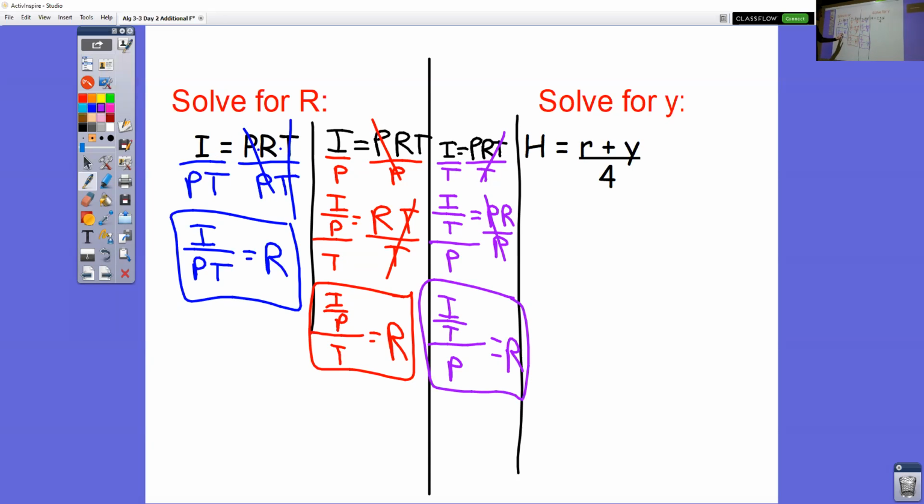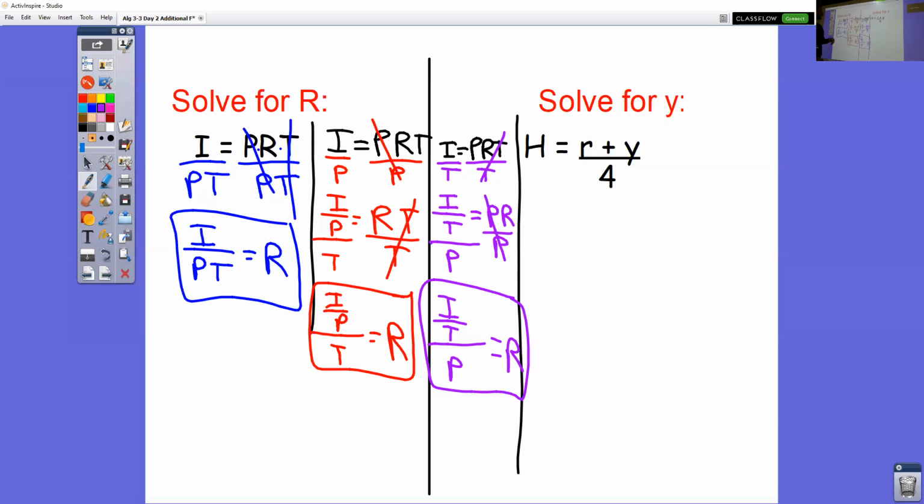All three of these circled answers are technically correct. All right. Which is the easiest way? Definitely this first way. When you have three things that you're multiplying together, divide by everything except for the letter that you're solving for. Right? We're solving for the R, so we're dividing by the P and the T at the same time.